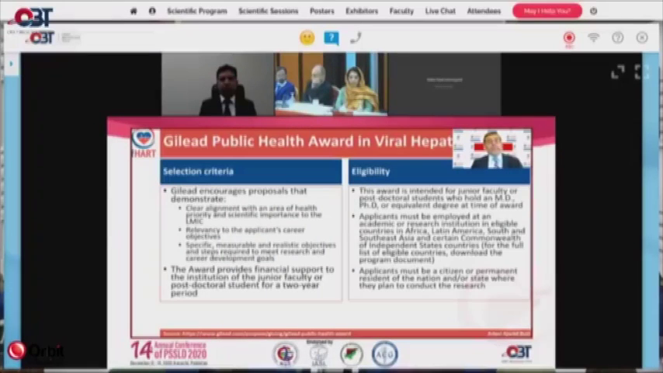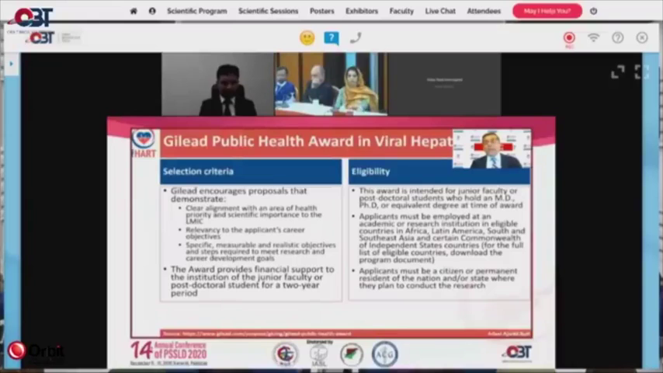And they want specific, measurable, and realistic objectives and steps required to meet research and career development goals through this mechanism. The award provides financial support to the institution of a junior faculty or postdoc student for a two-year period. And the amount of funding is relatively generous, I think $50,000 or more.